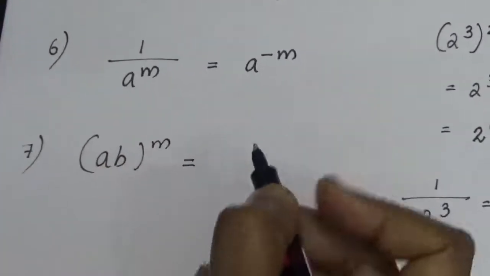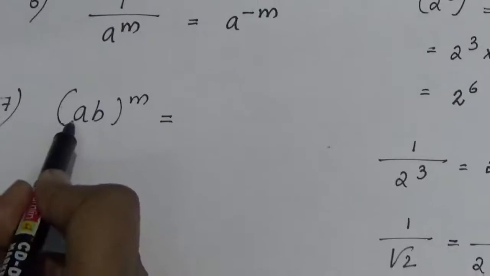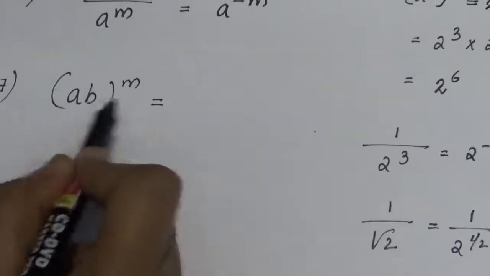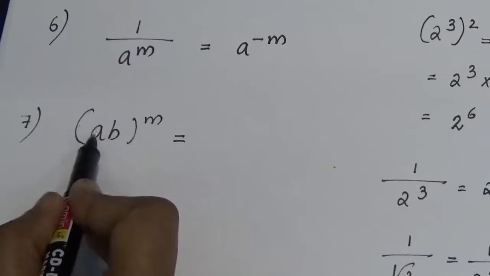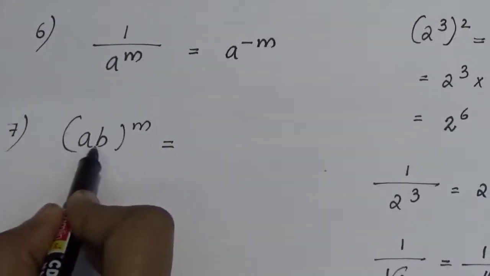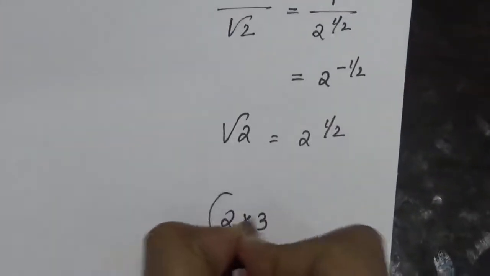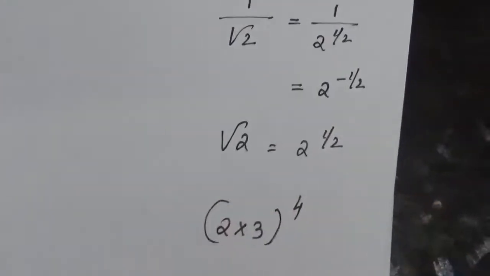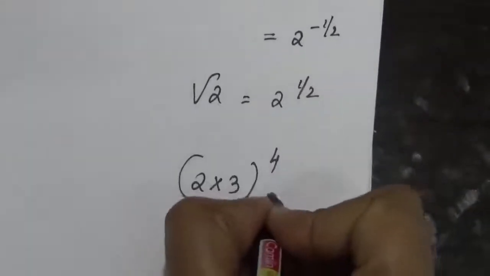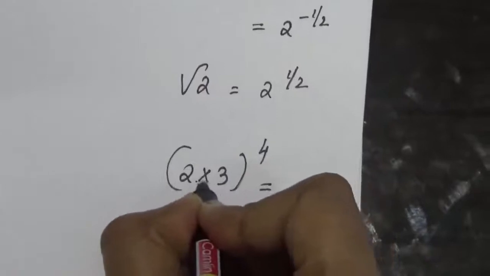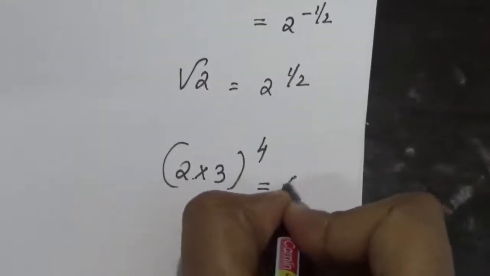Here you can see an exponent with the base ab and the exponent is m. So ab means product of two numbers. Suppose we need to find 2 into 3 to the power 4. So how will you find this? Multiply these two numbers: 2 into 3 is 6. So you will get 6 to the power 4.